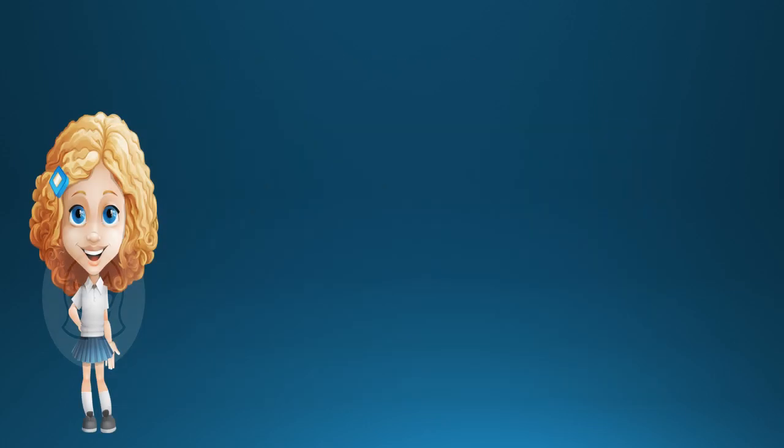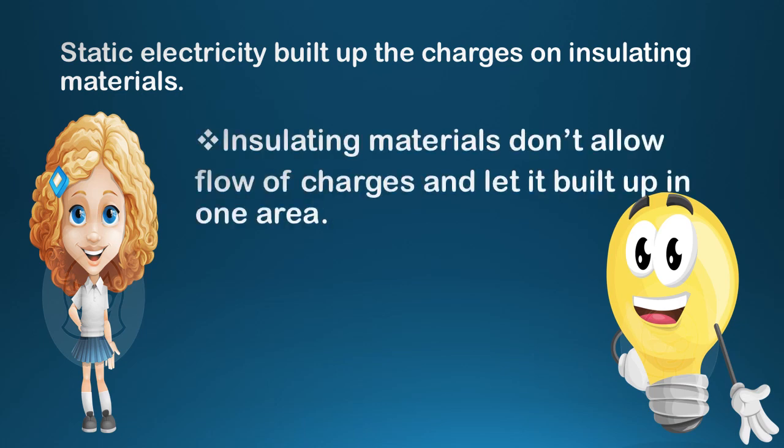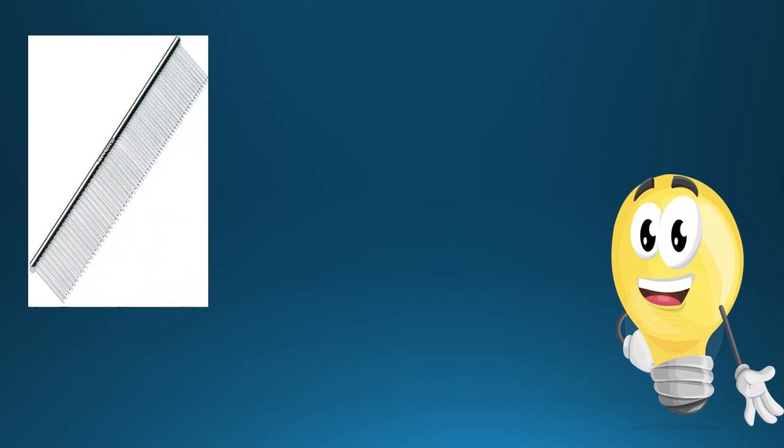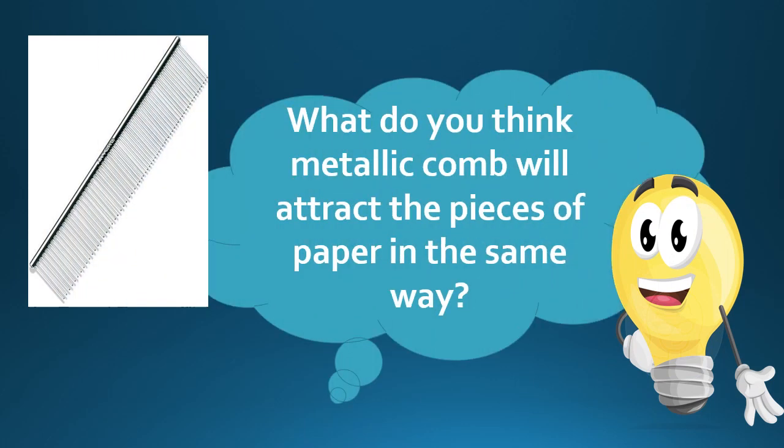Hey Sparkle, you mean static electricity is the buildup of charges on insulating materials? Yes, this is because insulating materials don't allow flow of charges and let them build up in one area. Well, what do you think? Will a metallic comb attract the pieces of paper in the same way or not?